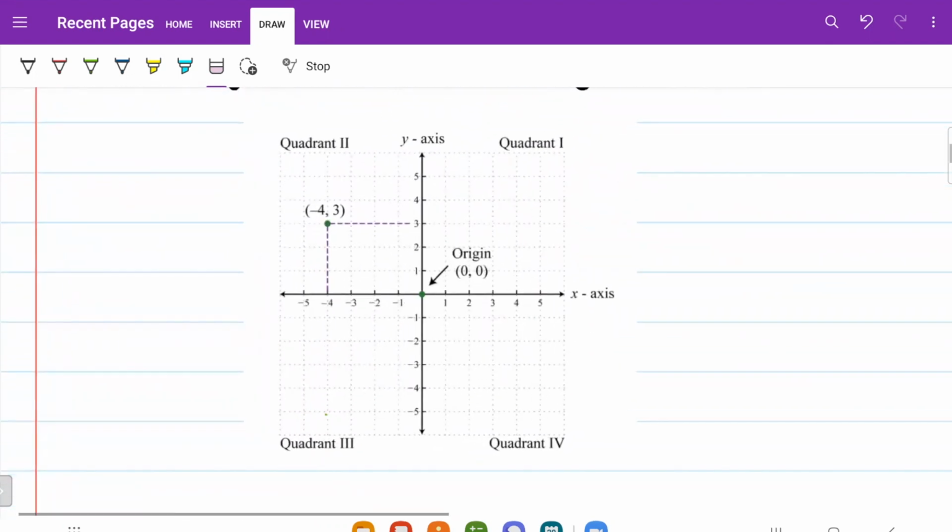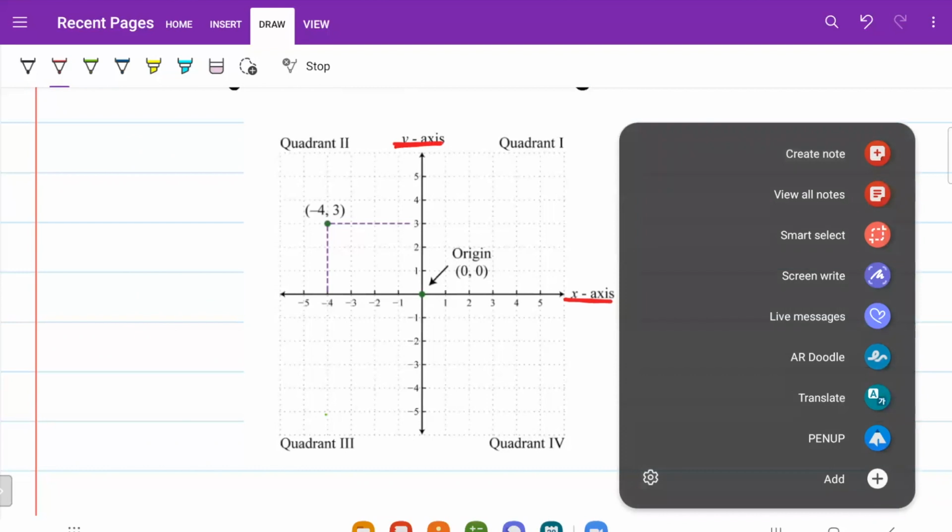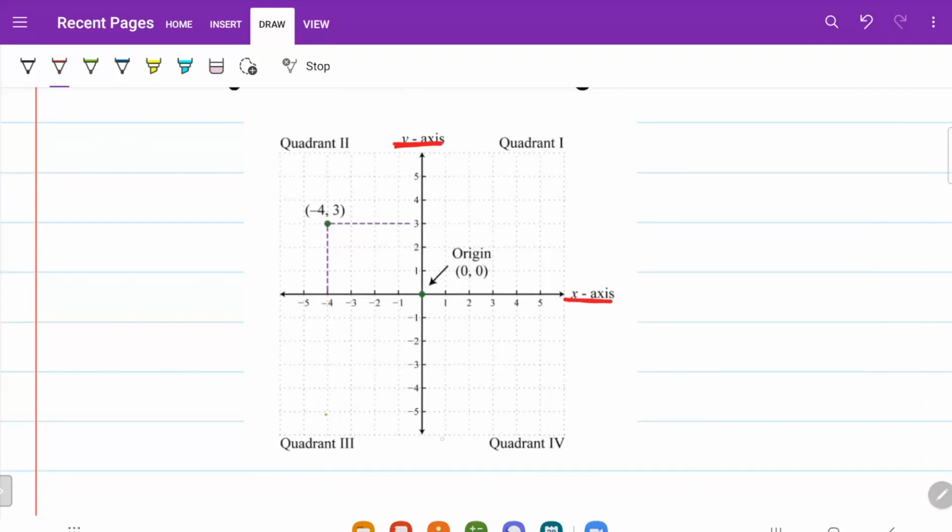As you can see in the figure here, we have this line which represents the x-axis. And here we have another vertical line which represents the y-axis. As you can see, the x-axis and y-axis are perpendicular to each other. That means the angle between them is 90 degrees. We also see that they intersect at one point, which is (0, 0), and it is called the origin.